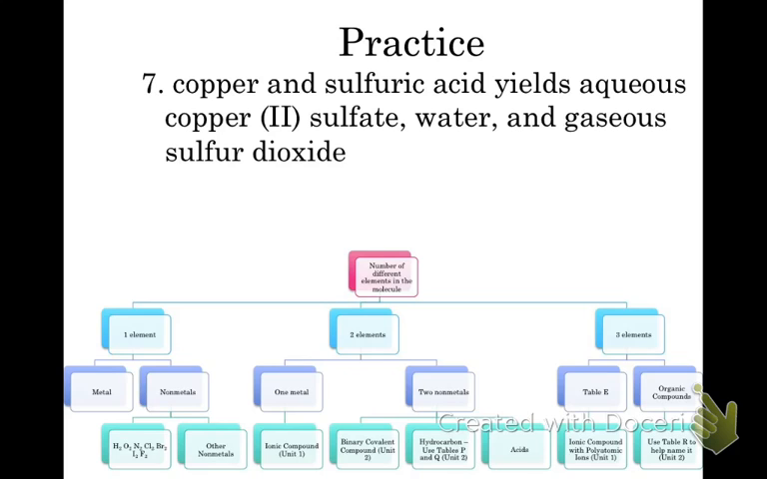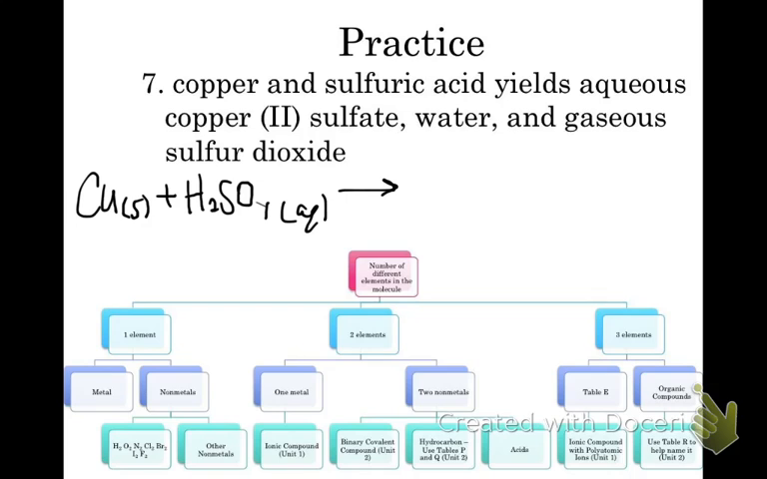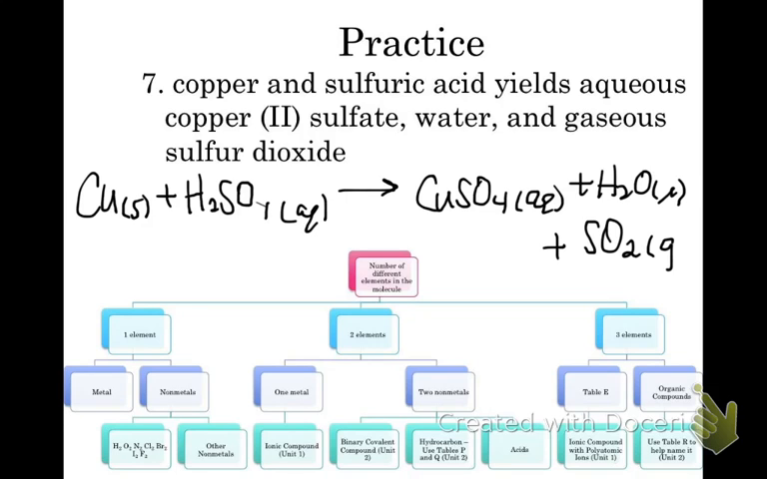Alright, so number 7. Copper and sulfuric acid yields aqueous copper(II) sulfate, water, and gaseous sulfur dioxide. So we have copper, Cu, it's solid at standard temperature and pressure. Sulfuric acid, H2SO4, which is aqueous. Yields, which is that arrow, copper(II) sulfate. So we know that the copper is a +2, sulfate is a -2, so they both cancel. So it's CuSO4, and it said it was aqueous. Water, which is liquid, and gaseous sulfur dioxide. So it's SO2 gas.